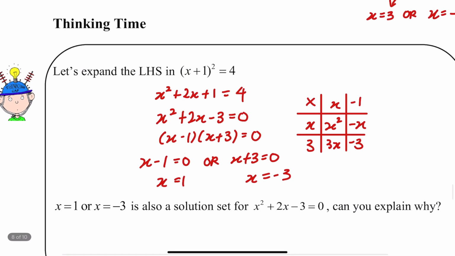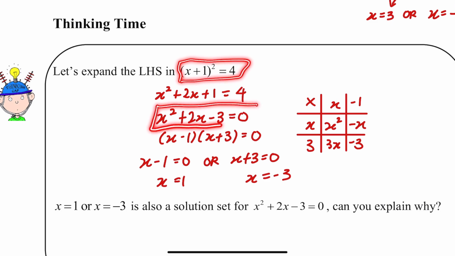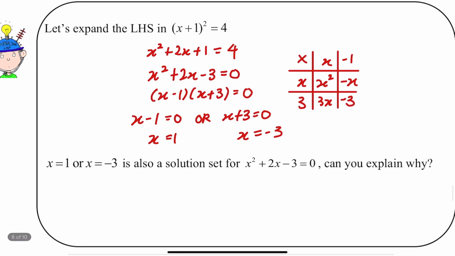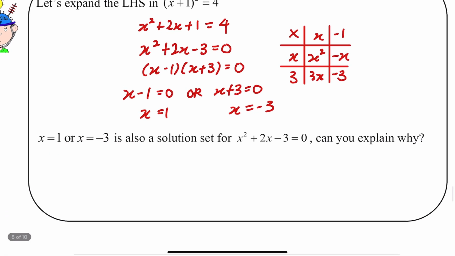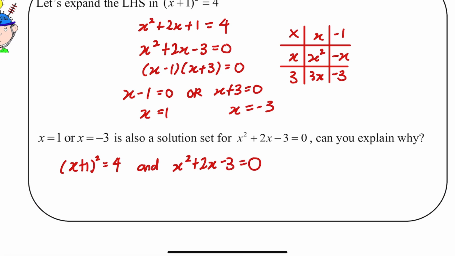Okay, so over here, you can see that x equals to 1 or x equals to negative 3 is a solution for this equation and also for this equation over here. So therefore, you can see that how I get to this equation is that I expand out everything and I make the right side 0. Okay, so why is the solution the same? Is because these two equations, x plus 1 square equals to 4, this is the equation, and x squared plus 2x minus 3 equals to 0. These two equations are equivalent.